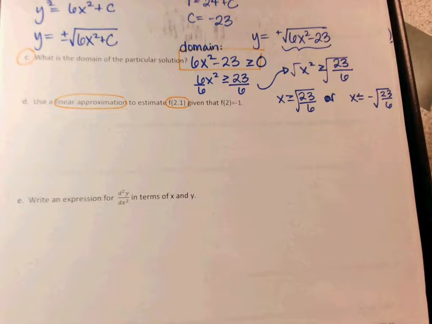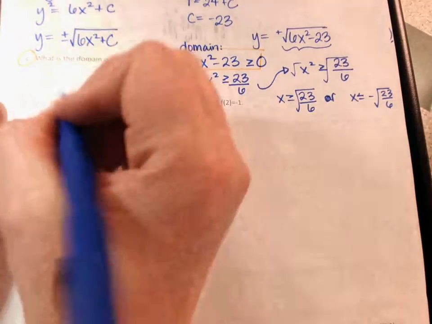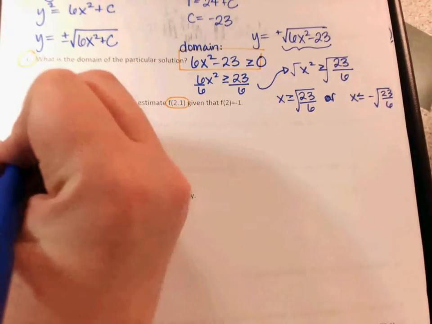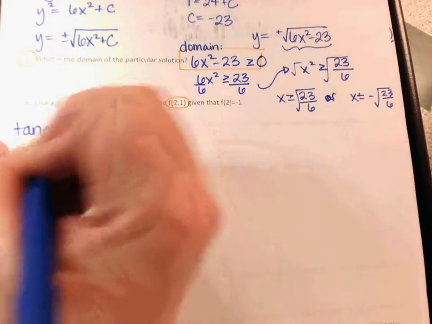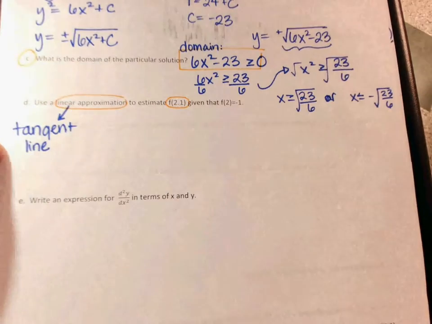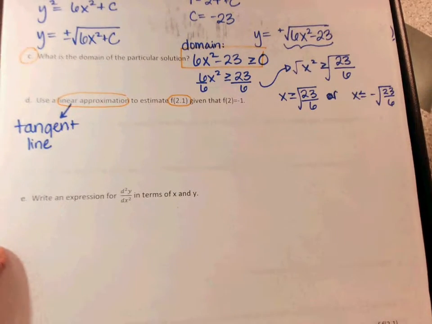You remember? Where you plug it in. Yeah, what do I need to plug it into? The equation of the tangent line. So right now on your paper, linear approximation, I want you to write tangent line. That's the same. They're changing the words around to make it confusing, but a linear approximation is plugging into a tangent line. It's just a different way of saying it.